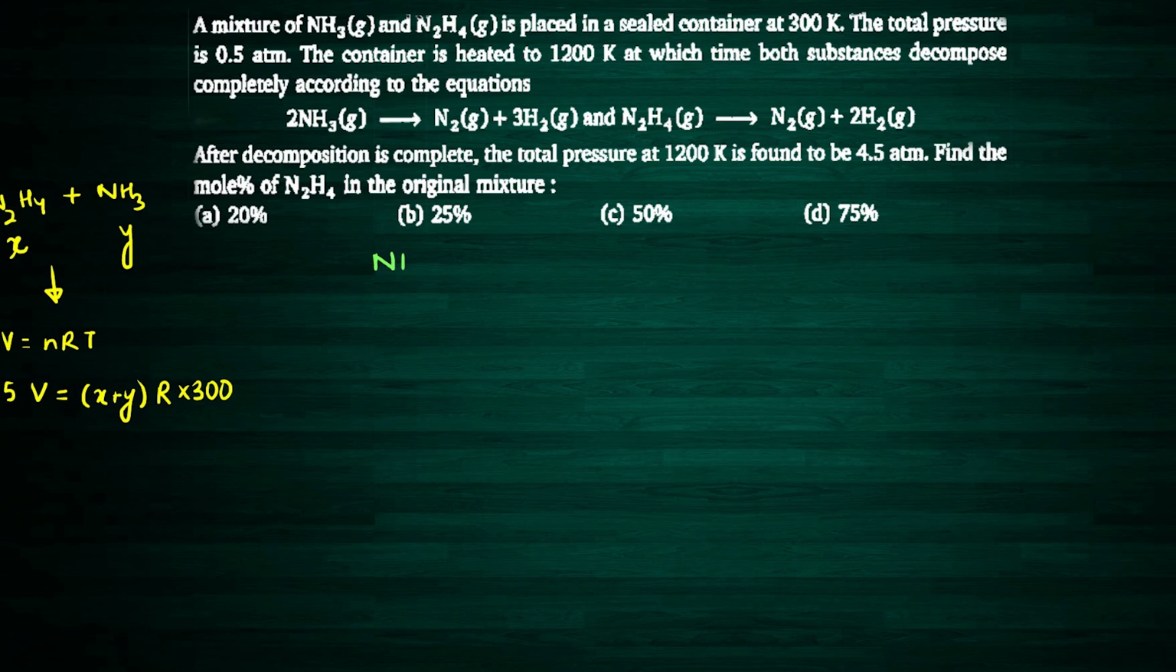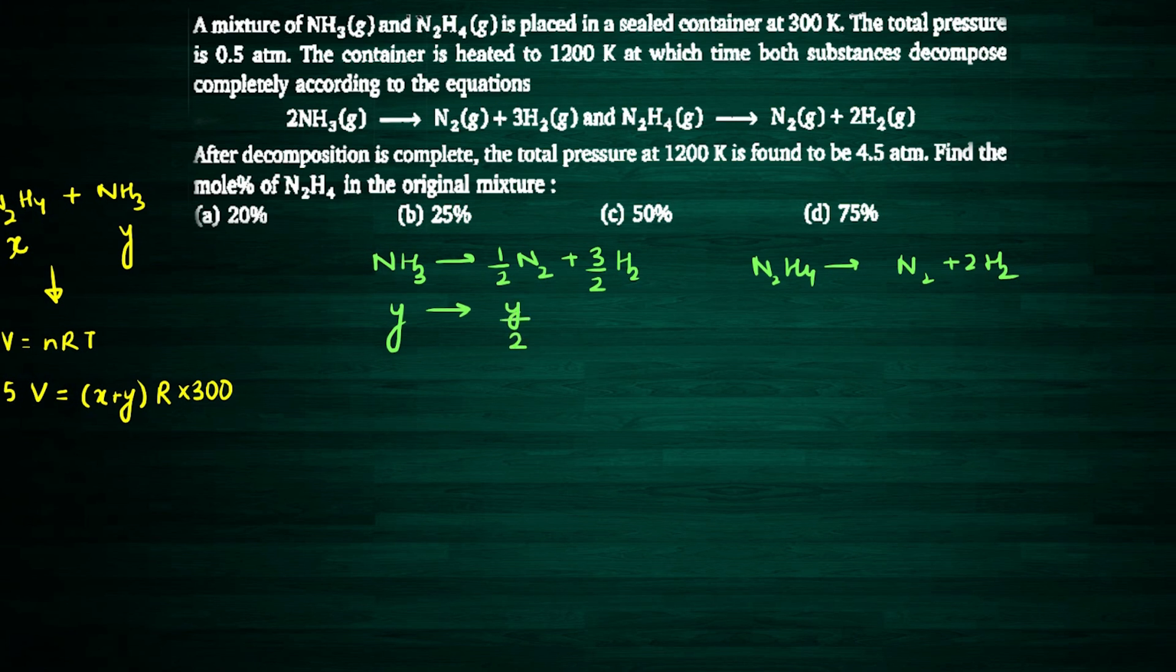So the reactions for decomposition will be ammonia forms half N2 plus 3 by 2 H2, and N2H4 forms N2 plus 2H2. So when we had Y moles of ammonia, it would get completely decomposed into Y by 2 moles of nitrogen and 3Y by 2 moles of hydrogen. And similarly, in the case of N2H4, when we have X moles, this would get decomposed into X moles of N2 and 2X moles of H2.